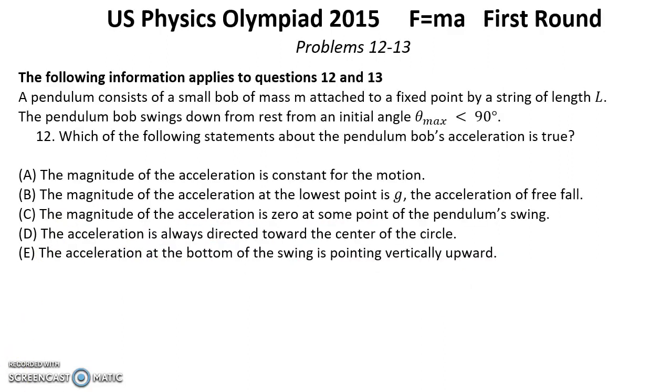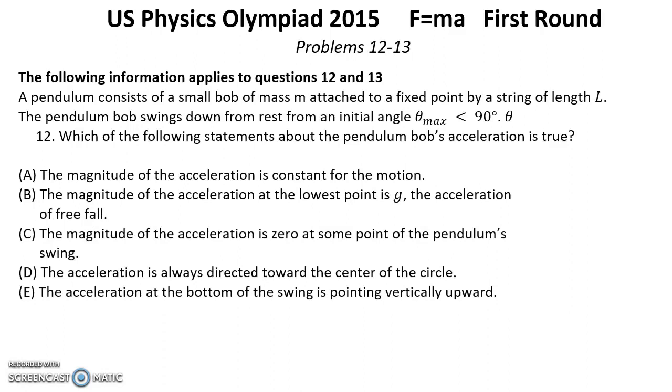Problems 12 and 13. The following information applies to questions 12 and 13. A pendulum consists of a small bob of mass m attached to a fixed point by a string of length L. The pendulum bob swings down from rest from an initial angle theta max less than 90 degrees. Question 12. Which of the following statements about the pendulum bob's acceleration is true?